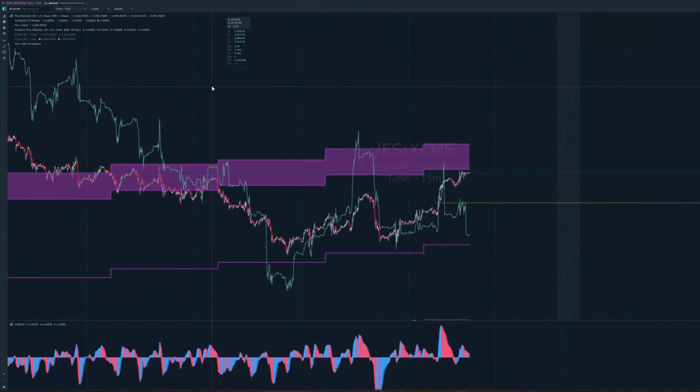The other thing we have coming up is the daily top, which is right around here. So if we get above this weekly 1.5, then our next destination will be the daily top. And then, you know, we reevaluate from there.